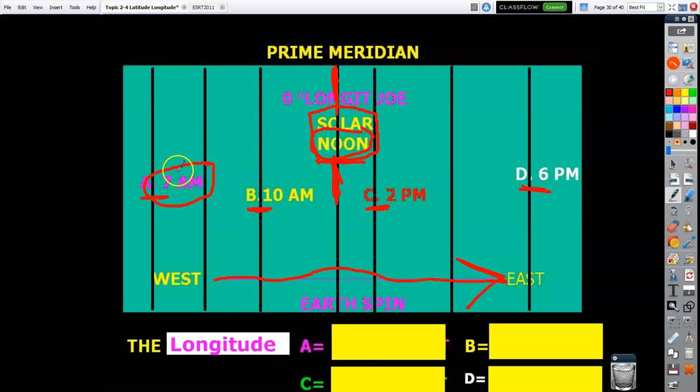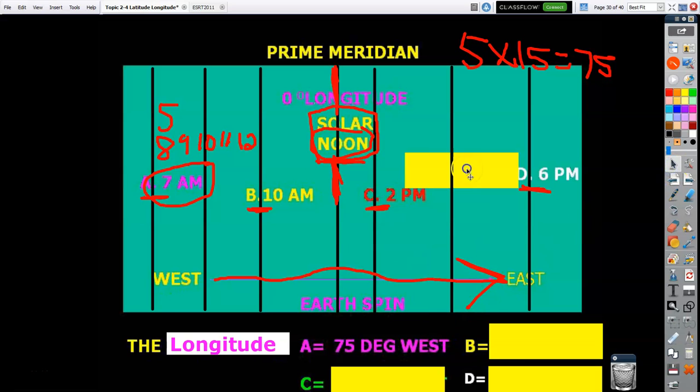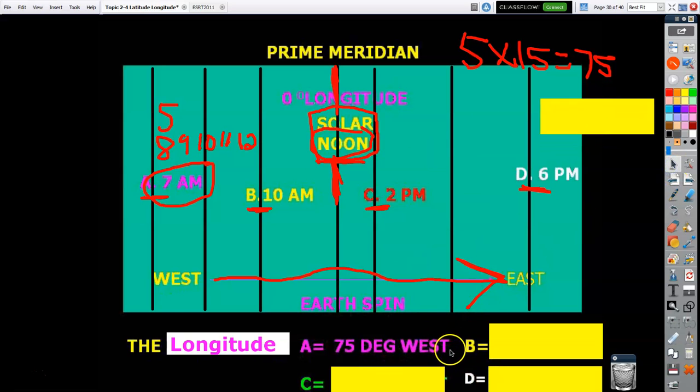So I do 7. Never count 7. You go 7 to 8. Right? That's an hour. 9, 10, 11, noon, 12. That's 1, 2, 3, 4, 5. I'm 5 hours difference between 7 and noon. I then multiply 5 times 15. I get my 75 degrees. And again, A is earlier in the day, right? Because noon is later, 7 a.m. is earlier. That means A would be 75 degrees to the west.